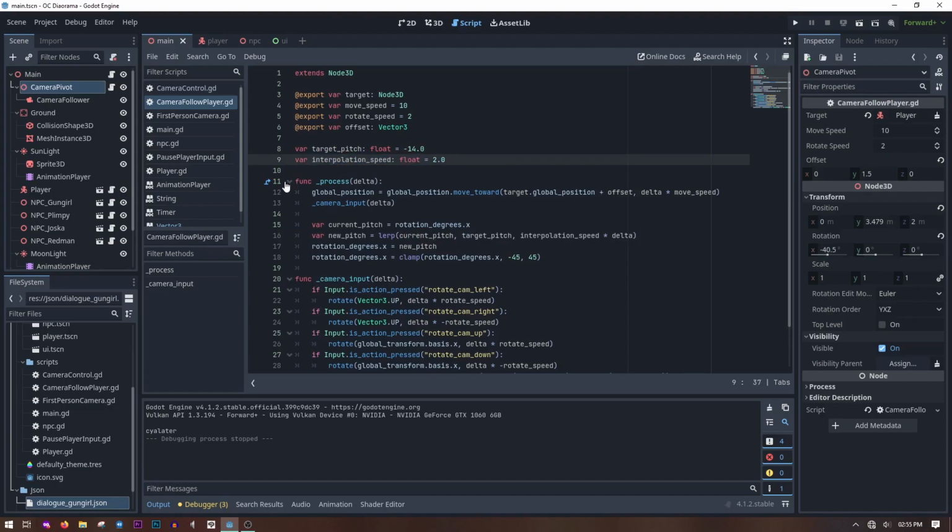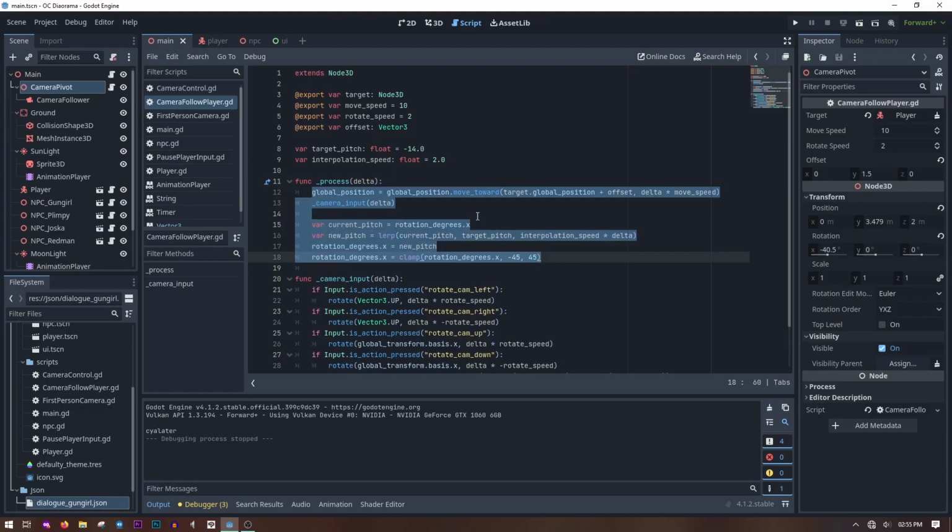That makes sense. All right, so func process delta. Delta is frames per second, or rather the time since the last frame, I think, is how it's been described. It's basically every frame process stuff. So these are all happening every frame.